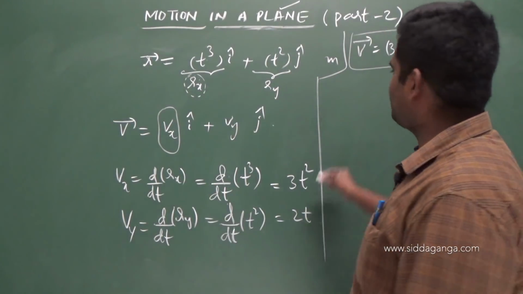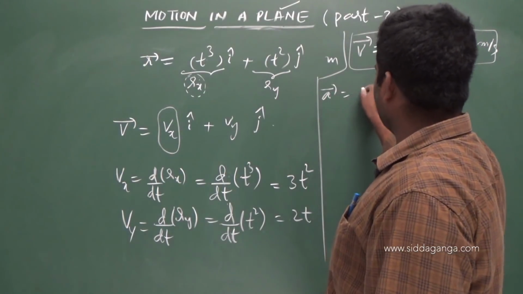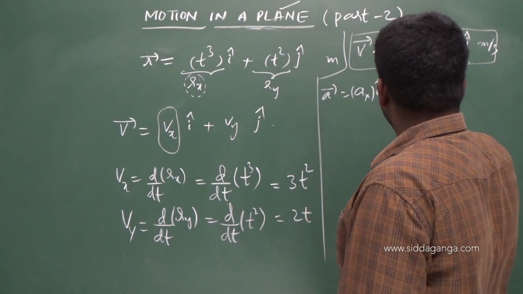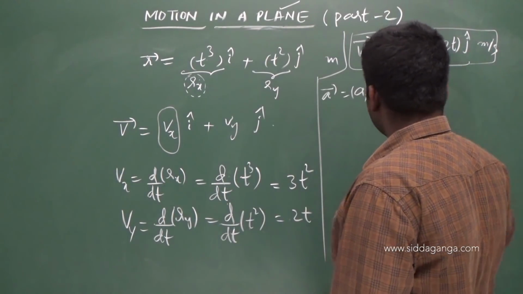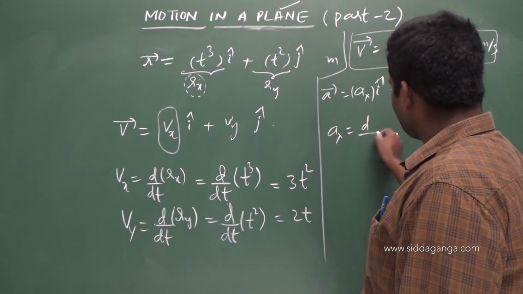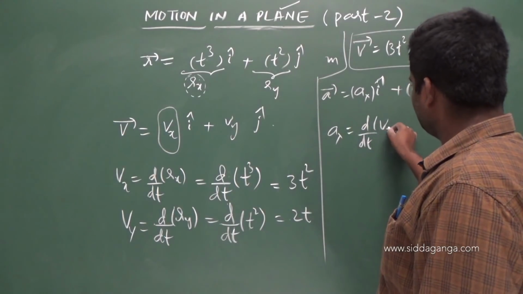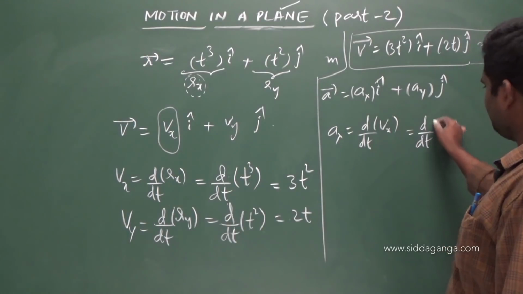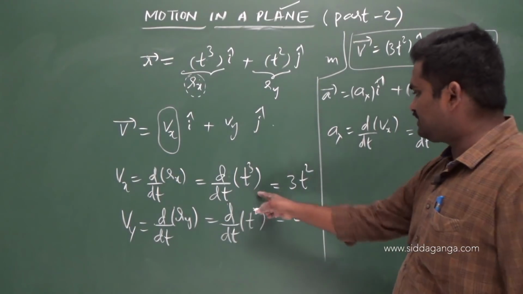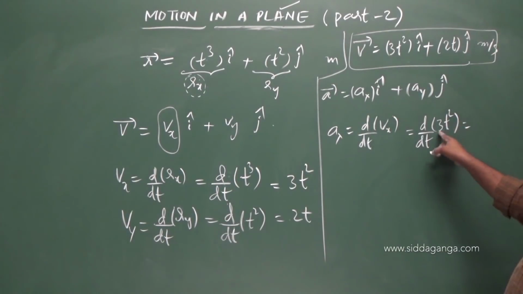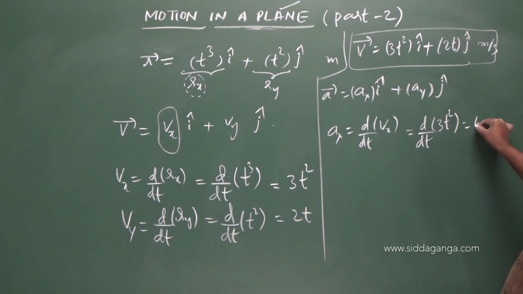How to write acceleration now? Acceleration will be equal to Ax i cap plus Ay into j cap, meter per second square. What is Ax? Once again, Ax is nothing but d by dt of Vx. How much do we get by differentiating Vx, which is 3t square? I hope you know 3 is common, and differentiation of t square is 2t. So 3 into 2t will give 6t.